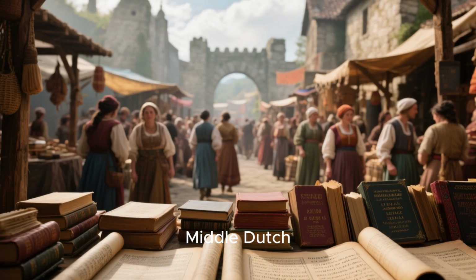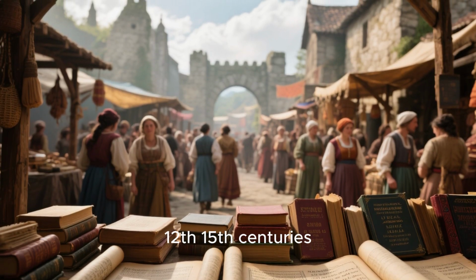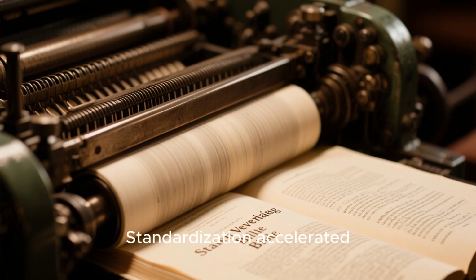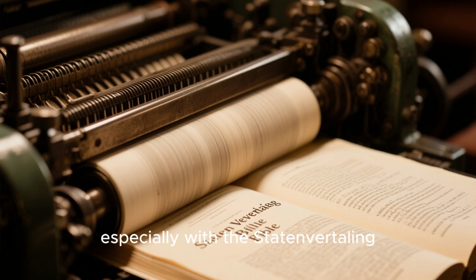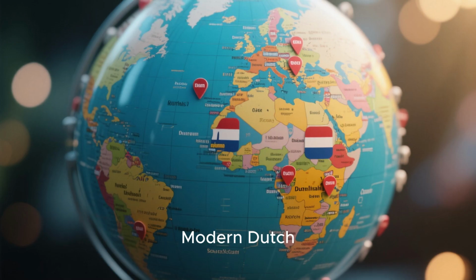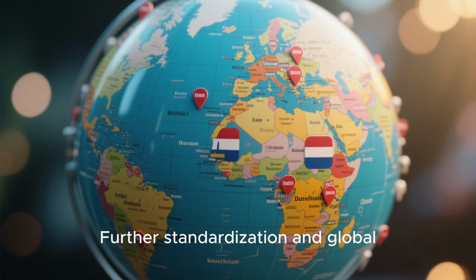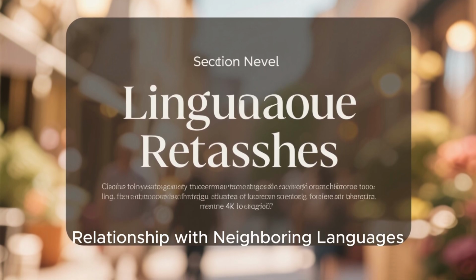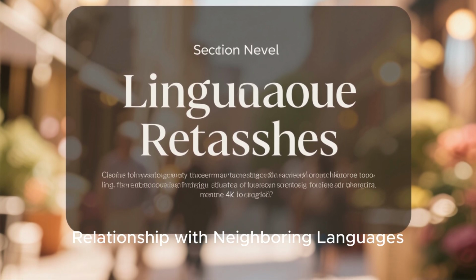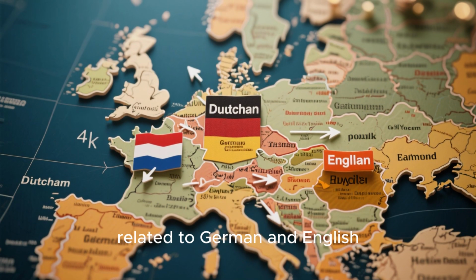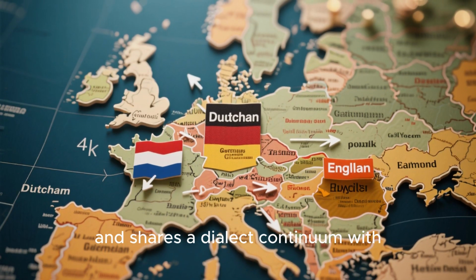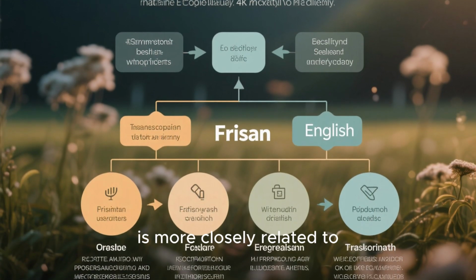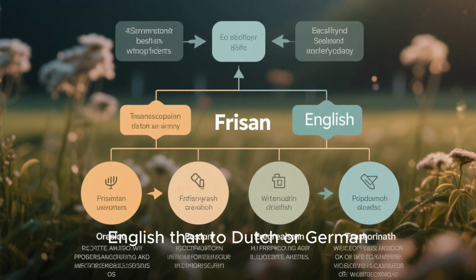Middle Dutch, 12th–15th centuries, saw increased literary activity and regional dialect diversity. Early Modern Dutch, 16th–18th centuries, saw standardization accelerate, especially with the Statenvertaling Bible, 1637. Modern Dutch, 19th century to present, has seen further standardization and global spread, with about 25 million native speakers today. Relationship with neighboring languages. Dutch is closely related to German and English, and shares a dialect continuum with German, Low Saxon, Limburgish, and Flemish in Belgium. Frisian, spoken in Friesland, is more closely related to English than to Dutch or German.